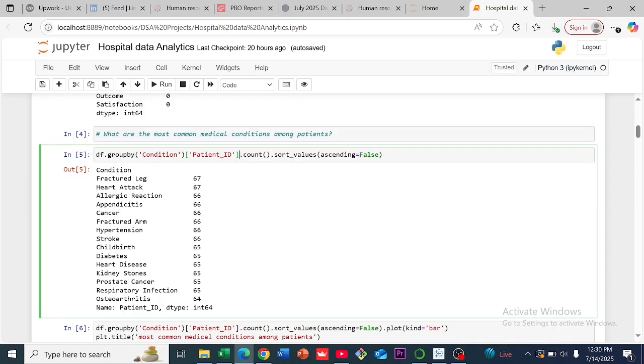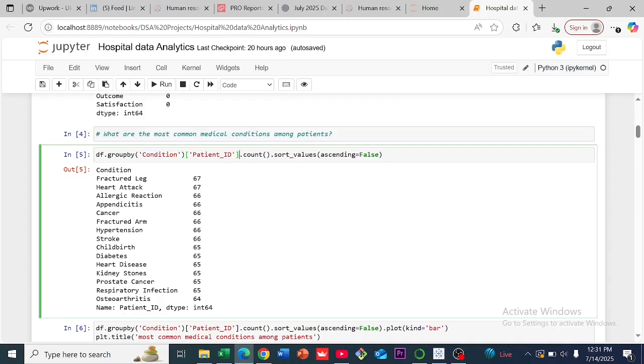So you can see we have fractured leg. We have 67 patients who came in with a case of fractured leg. We have 67 patients who came in with the case of heart attack, 66 patients who came in with allergic reaction, 66 patients who were admitted due to appendicitis, 66 patients who came to the healthcare facility due to cancer, and lastly, we have 64 patients with osteoarthritis as the cause.